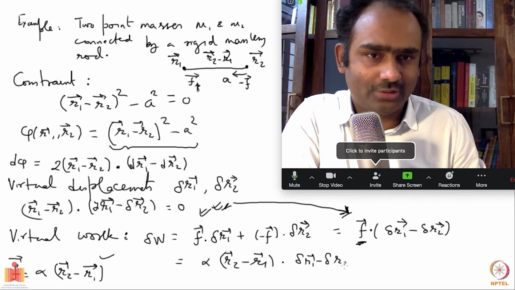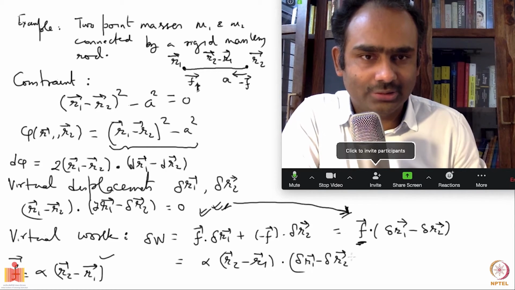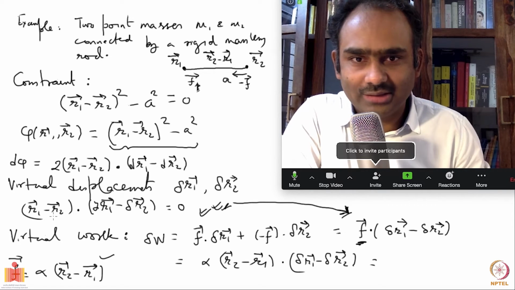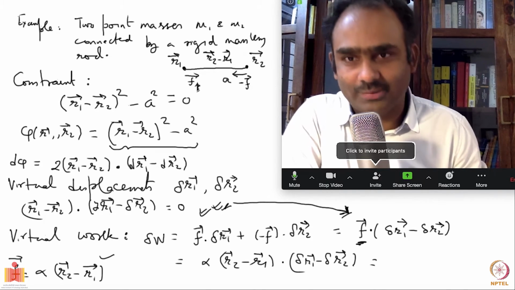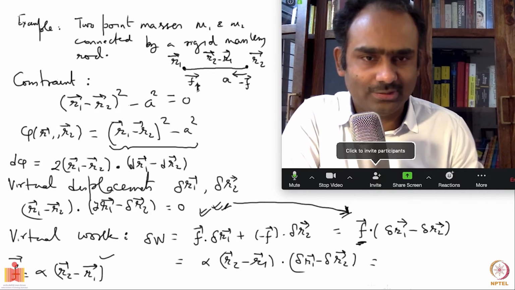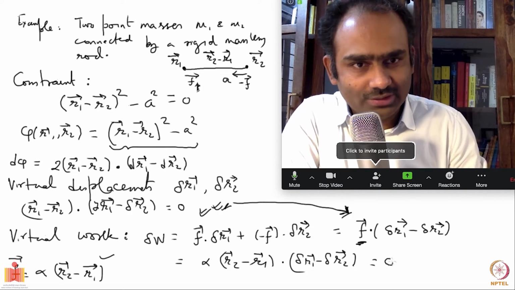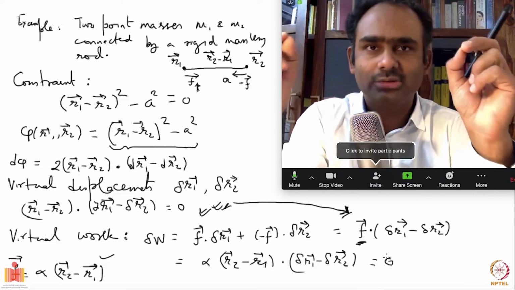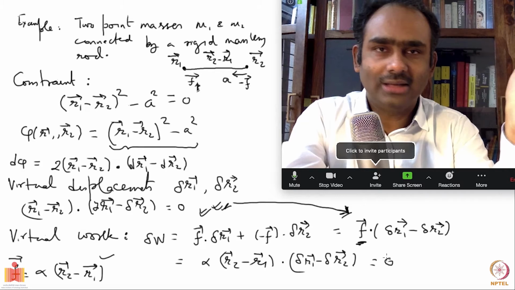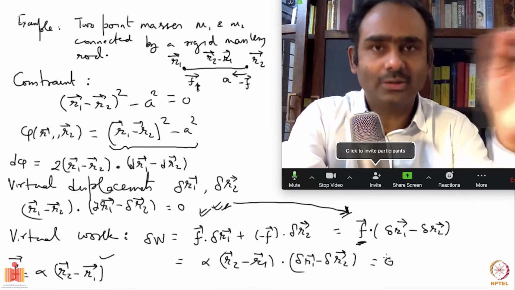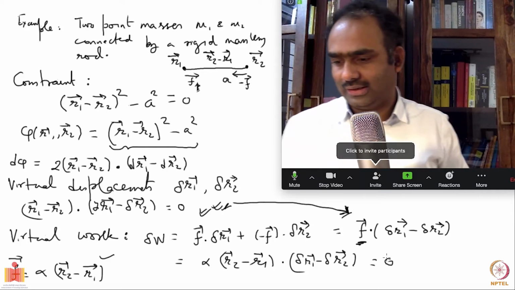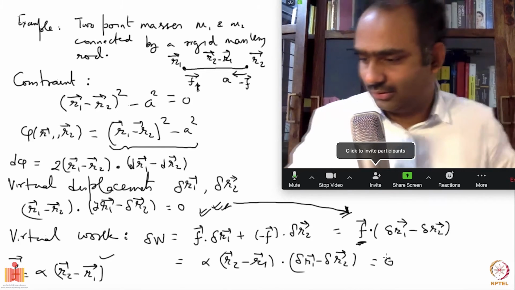And I hope you have already realized that this is 0. And this is 0 because of this relation. You see, R1 minus R2, which is minus of R2 minus R1, and then the dot product with these displacements, that is 0. So if you look at the forces in this system in pair, then the virtual work done in any virtual displacement is 0. So this is another example that we know of now.